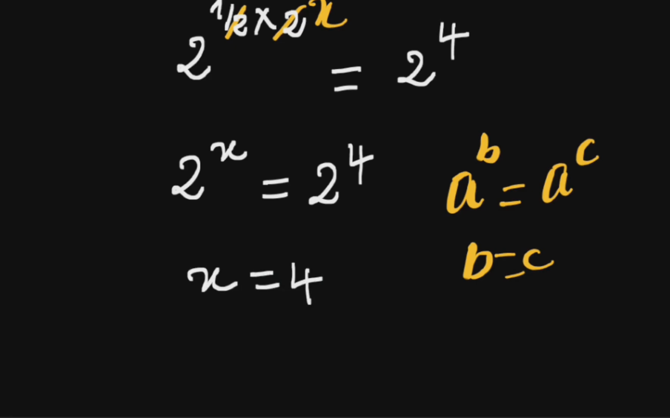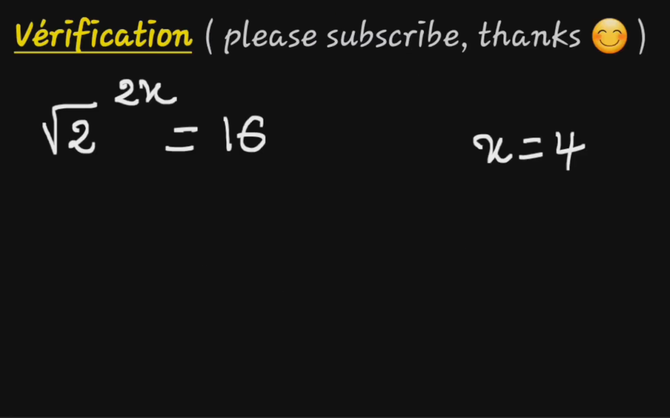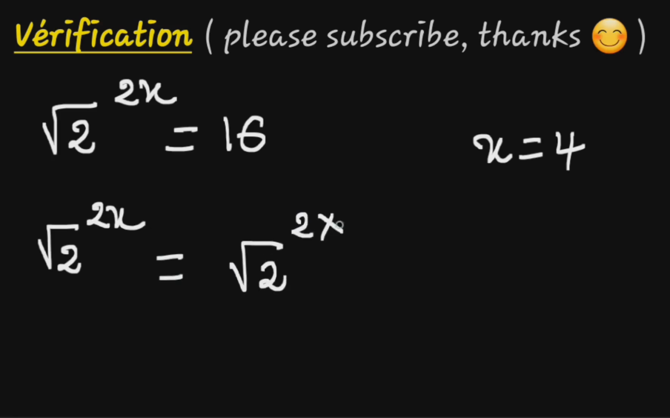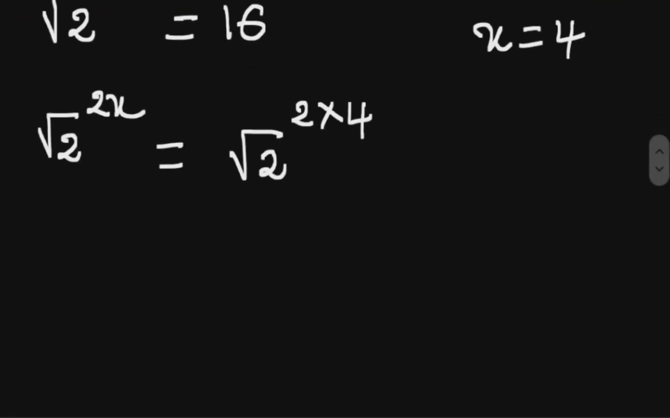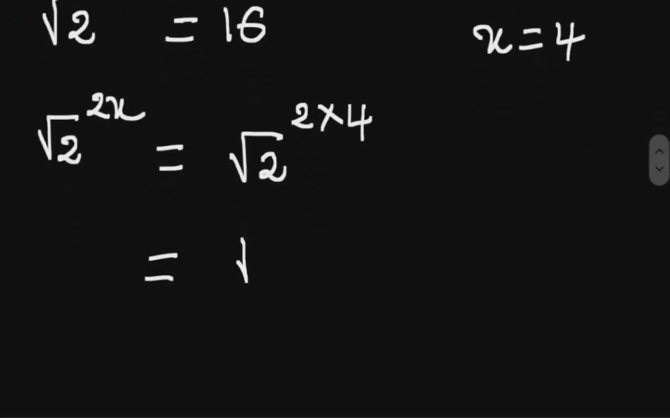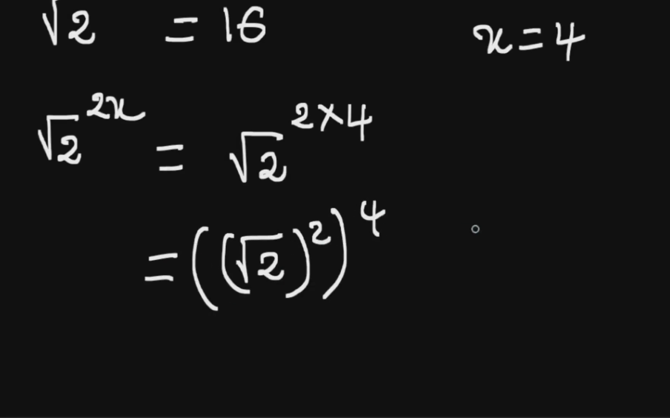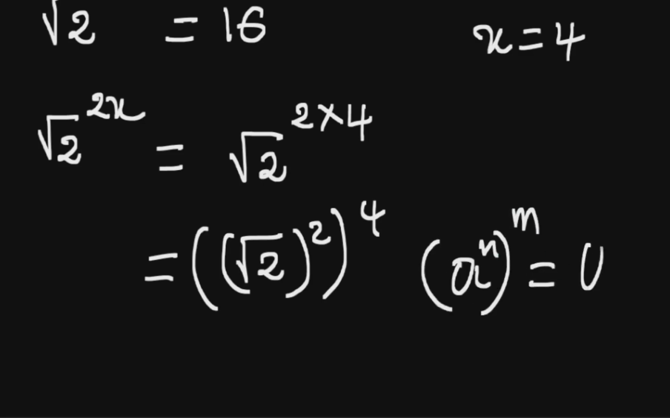Okay, now we are going to do the verification. For the verification, we're going to replace x in this equation by 4. So we have the square root of 2 to the power 2x equal here to the square root of 2 to the power 2 times 4. Okay, this is equal to (the square root of 2 squared) all to the power 4, since (a to the power n) all to the power m is equal to a to the power n times m.